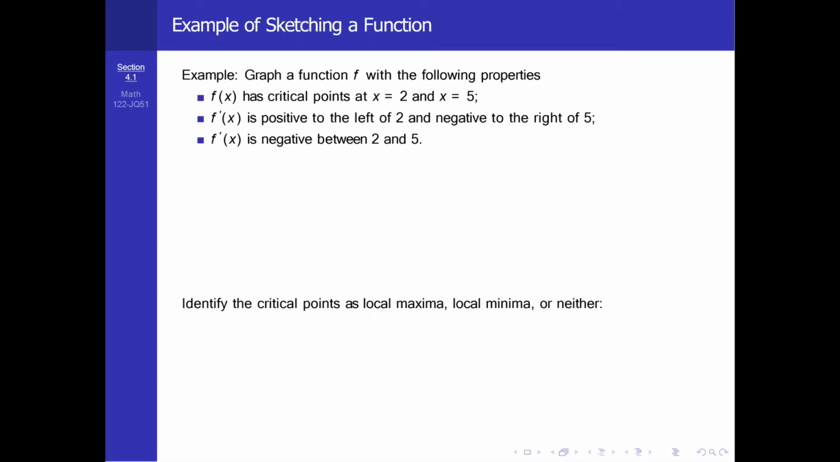So let's see, we have a function f and it has the following properties. f has critical points at x equals 2 and x equals 5. f prime of x is positive to the left of 2 and negative to the right of 5, and f prime of x is negative between 2 and 5. Okay, so let's see if we can sketch a possible function here.